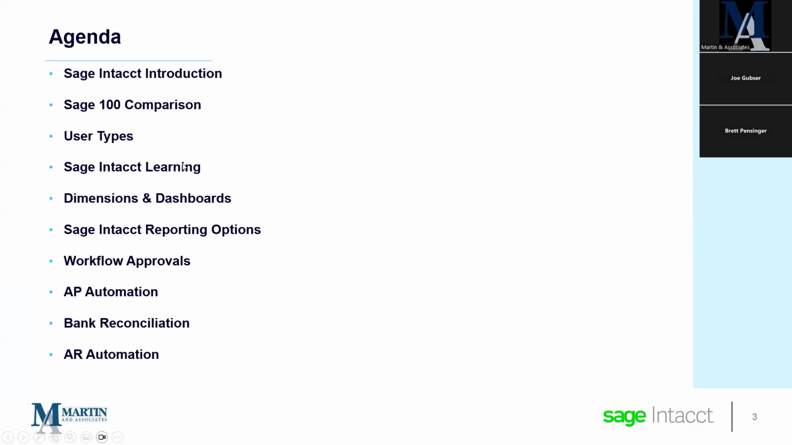Here's a quick agenda of what we're going to cover today. I've got a quick PowerPoint up front, and we're going to dive right into the product. So we're going to do an introduction to Sage Intacct. We'll do some comparison to Sage 100. We'll talk about the user types that are available inside of Intacct, talk a little bit about Intacct Learning, the dimensions and dashboards and reporting options. We're going to cover workflow approvals. And then we'll cover some of the automation features that are available inside of accounts payable, the bank reconciliation / cash management module, and the AR module as well.